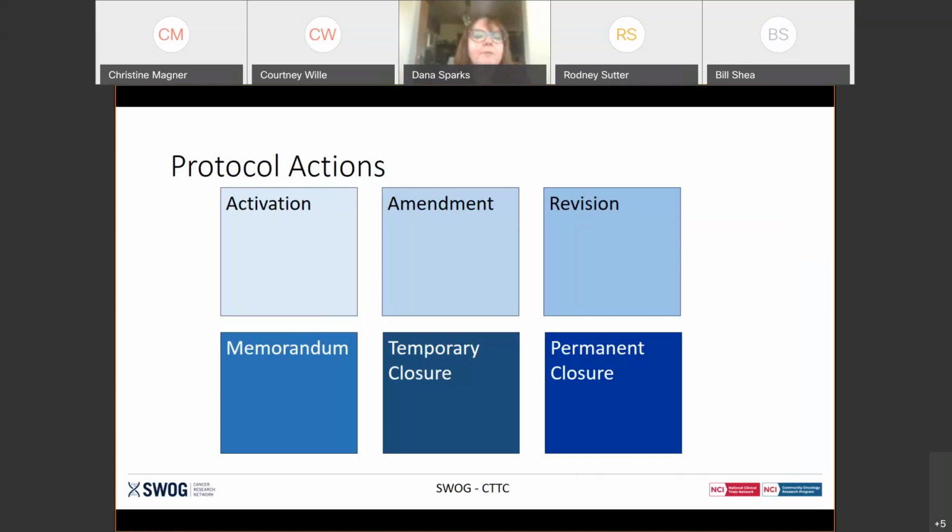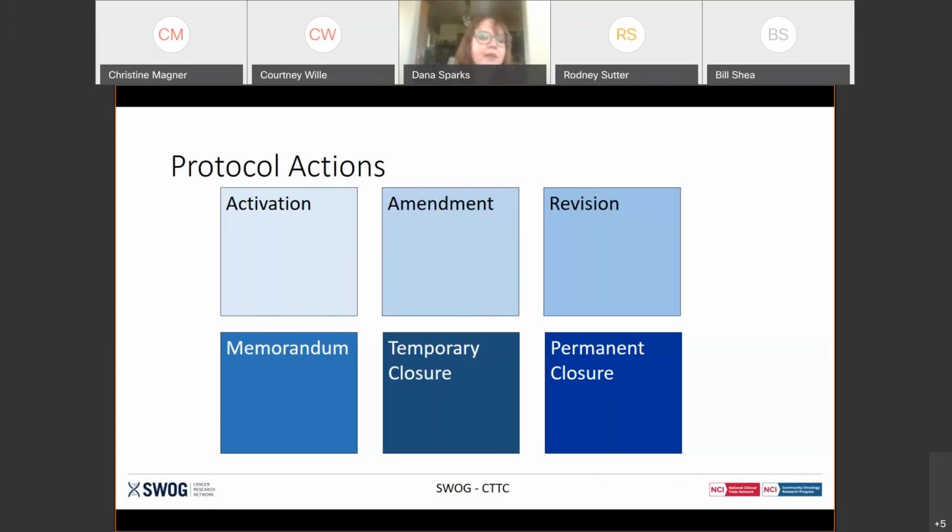And so an activation is the first time that a new study is sent out to sites, and you can start processing it through your local procedures and identifying patients to participate on it. In SWOG vocabulary, an amendment is a larger change on a study which could impact patient risk or the risk-benefit ratio, and a revision is a smaller change that's more editorial in nature.